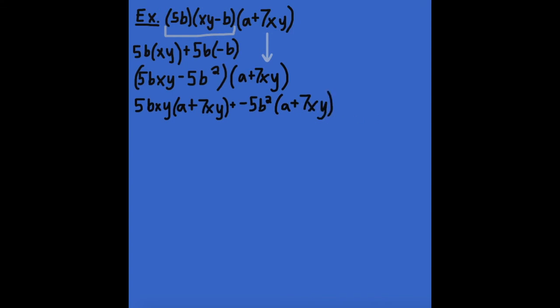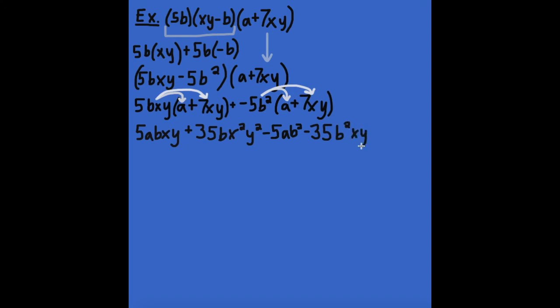Then, we distribute. 5bxy times a is 5abxy, and 5bxy times 7xy is 35bx squared y squared. Negative 5b squared times a is negative 5ab squared, and negative 5b squared times 7xy is negative 35b squared xy. Our answer is 5abxy plus 35bx squared y squared minus 5ab squared minus 35b squared xy.